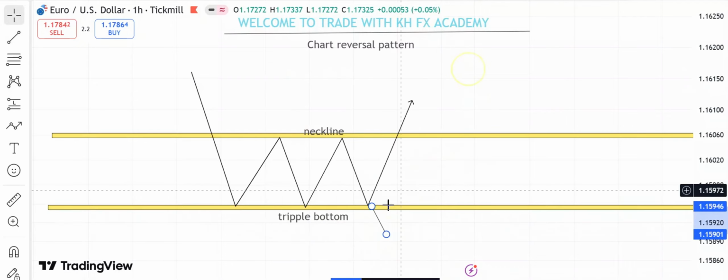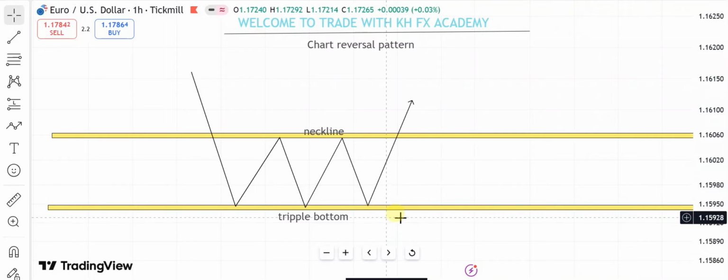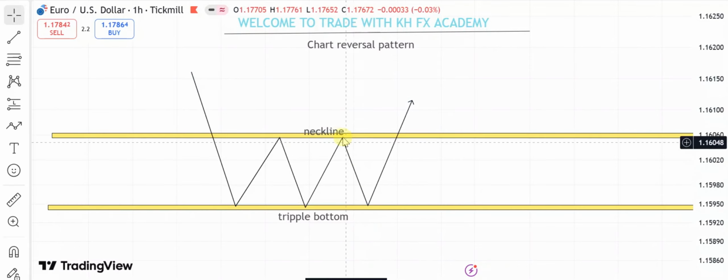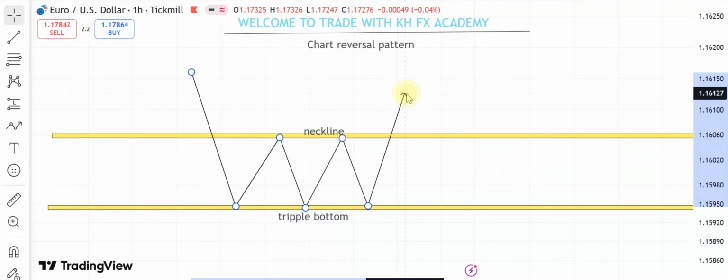So it means this support zone is very, very significant. The support zone is very strong. For price to come to test it, the first one came, the second one came, the third one, and it couldn't break. Now this is the neckline of this reversal pattern to the upside, and this neckline is also a significant level that might probably hold this market from buying to the upside.